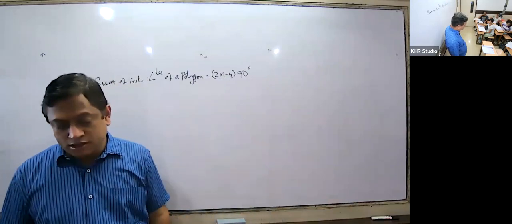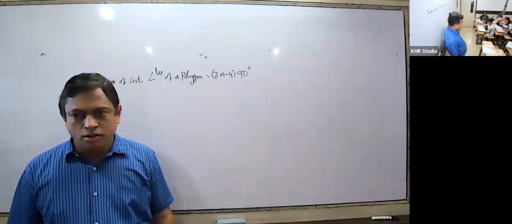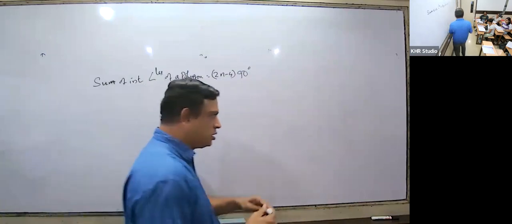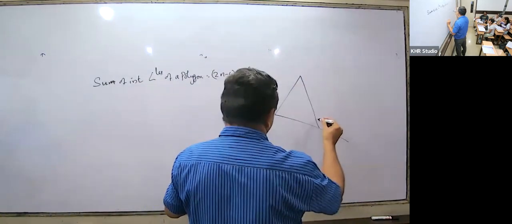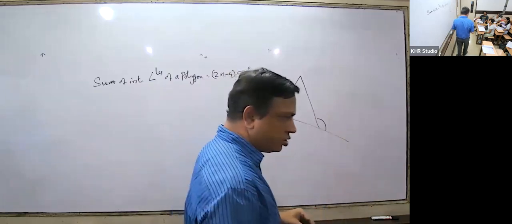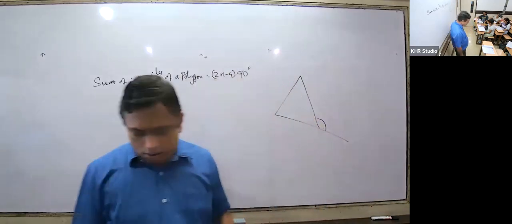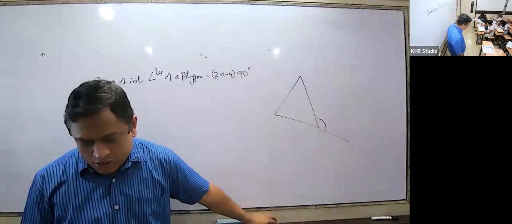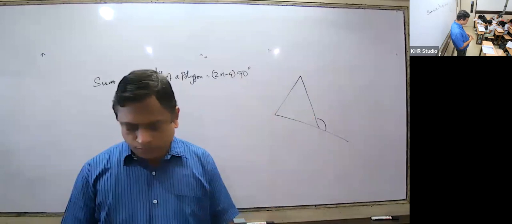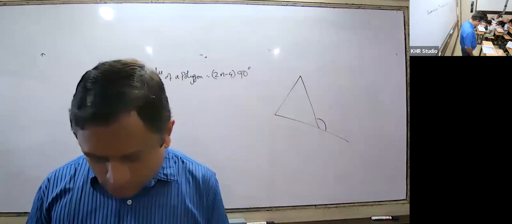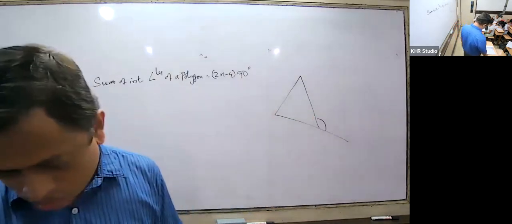Do you know what you mean by exterior angle? When a side is produced, this is called an exterior angle. Okay. Write the next property. Interior angle plus exterior angle is equal to 180 degrees.